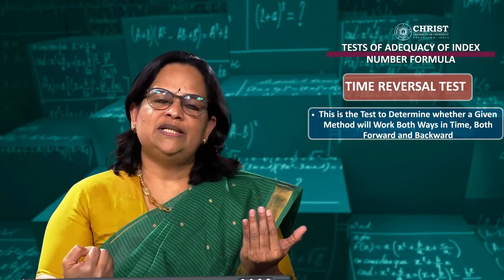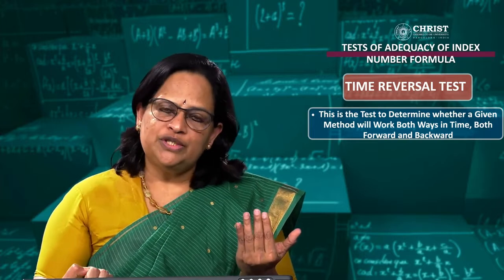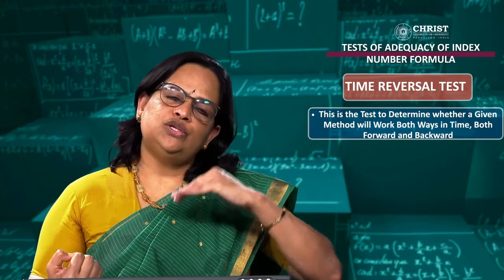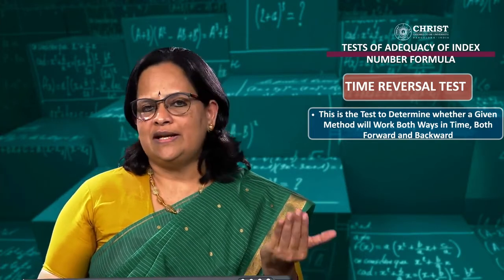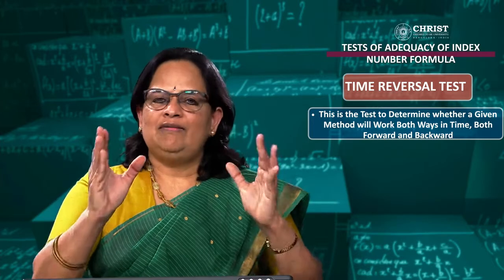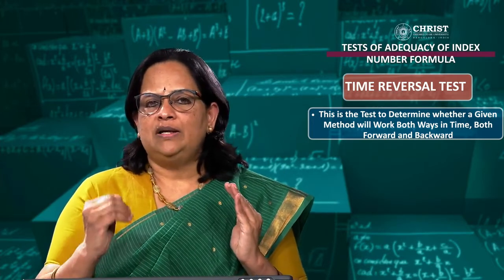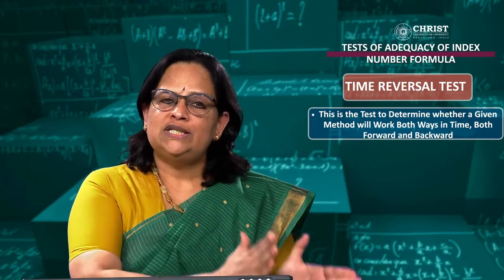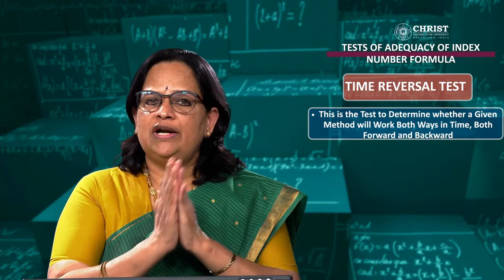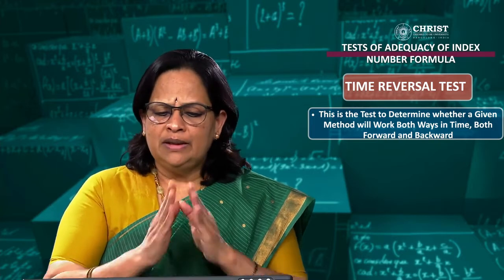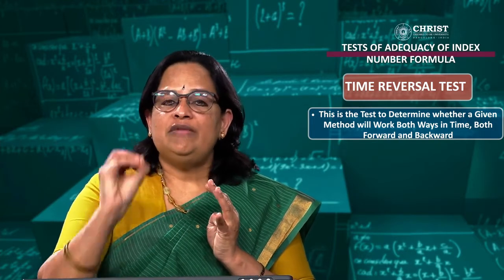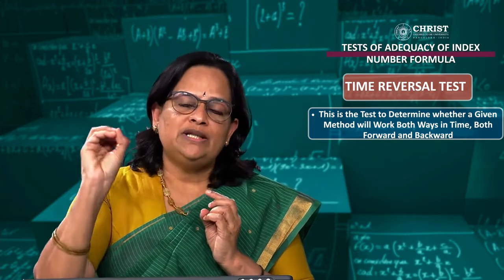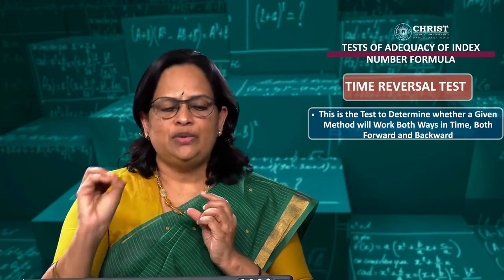Now we are reversing that. That means 2021 we are taking as the base year and 2020 we are taking as the current year. When I explain that, I will explain how we change the formula. So even if we change both ways, forward and backward, it means it will work always in time. That means it will prove that the value is 1. That is what we are going to explain.